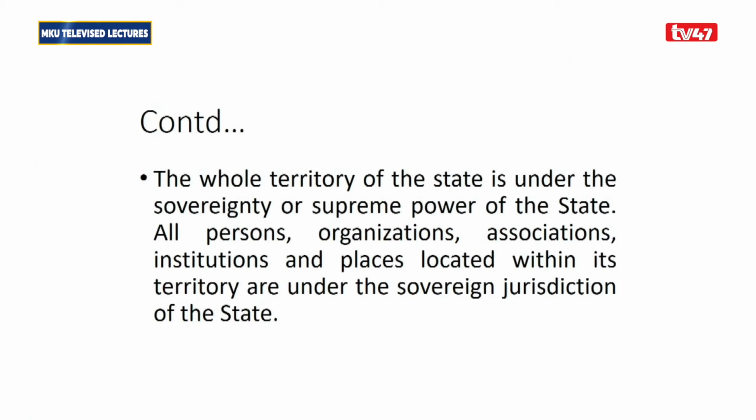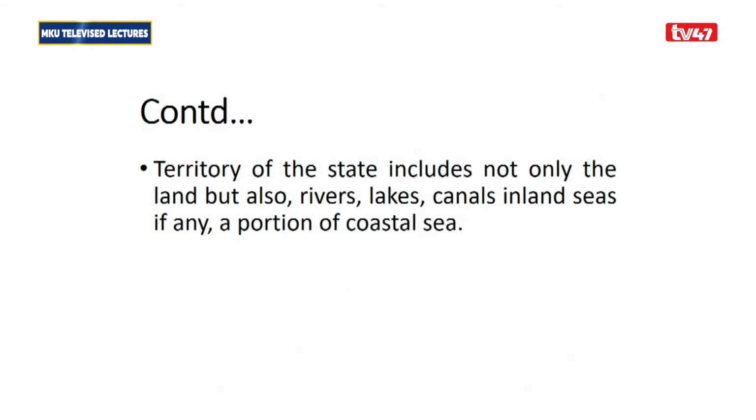All persons, organizations, associations, institutions, and places located within its territory are under the sovereign jurisdiction of the state. And that's true. We'll also proceed with another point. Territory of the state includes not only the land, but also the rivers, the lakes, the canals, islands, seas, if any, and a portion of the coastal sea.